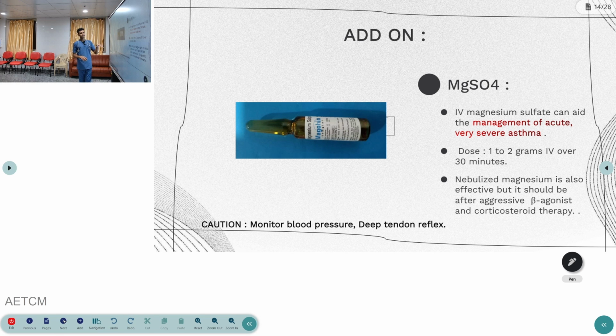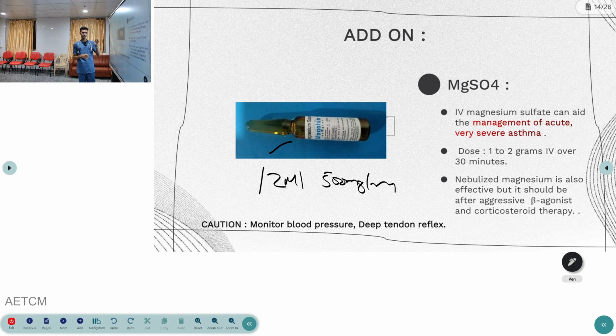Again, MgSO4 is also used in the hospital scenario. In the management of acute, very severe asthma cases, we use magnesium sulfate. We give it by the IV route. It commonly comes in a 2 ml ampule, each ml containing 500 mg. The usual dose is 1 to 2 grams IV over 30 minutes.